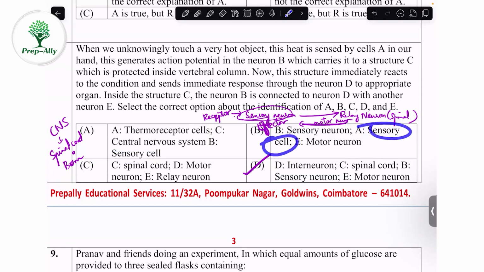In this option C, they have mentioned D as motor neuron. That's not correct because we have one more thing called E, which will be the motor neuron. So option D is correct. Got it, right? It's a little bit big question, but it's easy only. If you know this reflex pathway, it's easy for you. Whenever you get this kind of question, you can write the pathway roughly and correlate it with the options given.